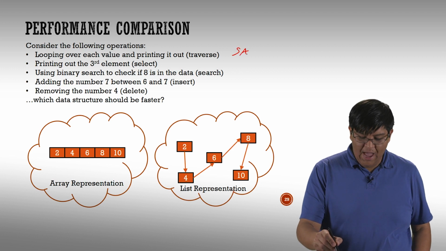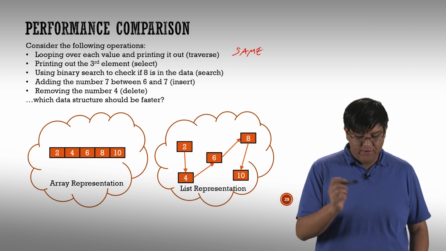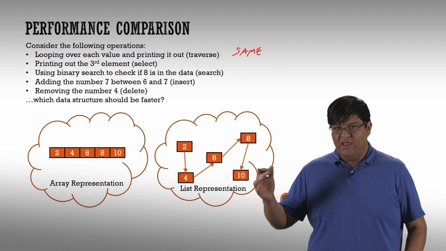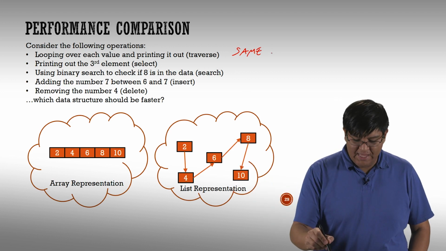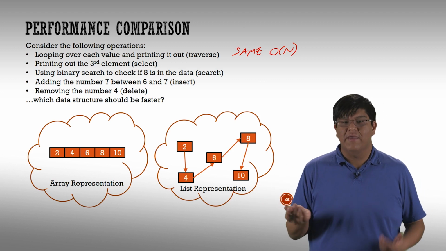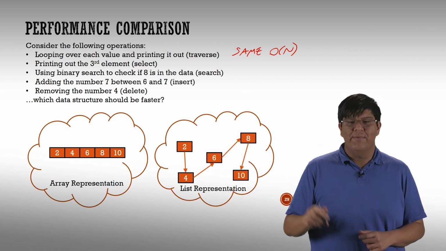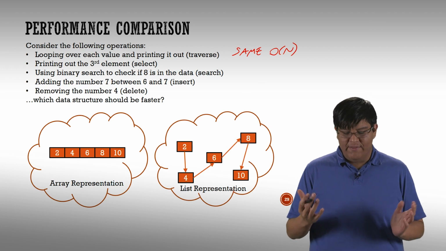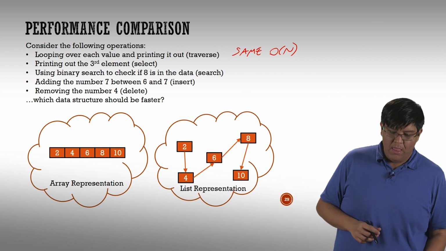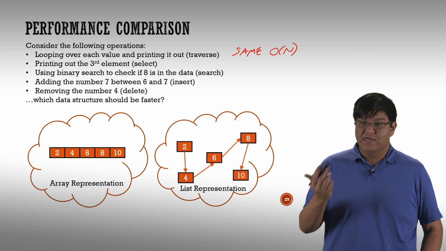Whether I use an array or a list, I'm basically going to touch every element in order. So it's going to be the same performance. It'll be big O of n performance. I need to look at all n elements, okay? Hopefully that makes sense. I have to look at n elements, so it's going to cost me O of n for both of them. Doesn't matter how I get to them, I'm going to have to look at n of them at the end of the day.